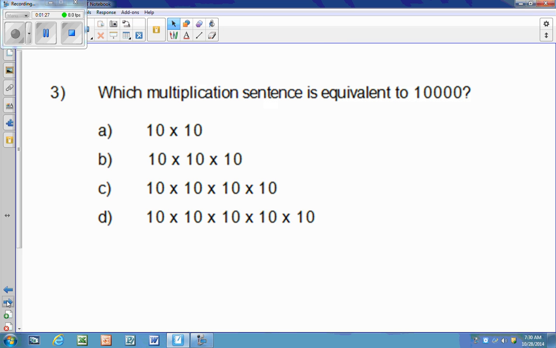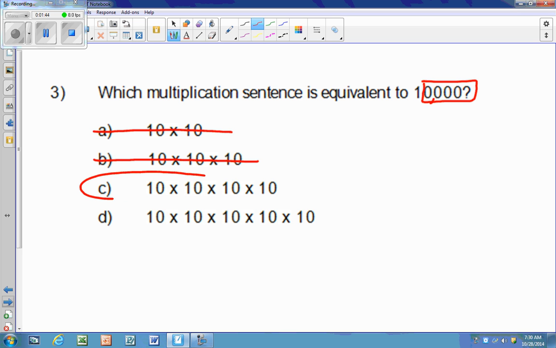Next one is number 3, which says which multiplication sentence is equivalent. There should be a comma right in here to 10,000. So since there are 4 zeros, I know I need 4 tens. So this has 2 tens, this has 3 tens, this has 4 tens. And this one down here, I always check my last answer as well. It has 5 tens, so that cannot be the answer.